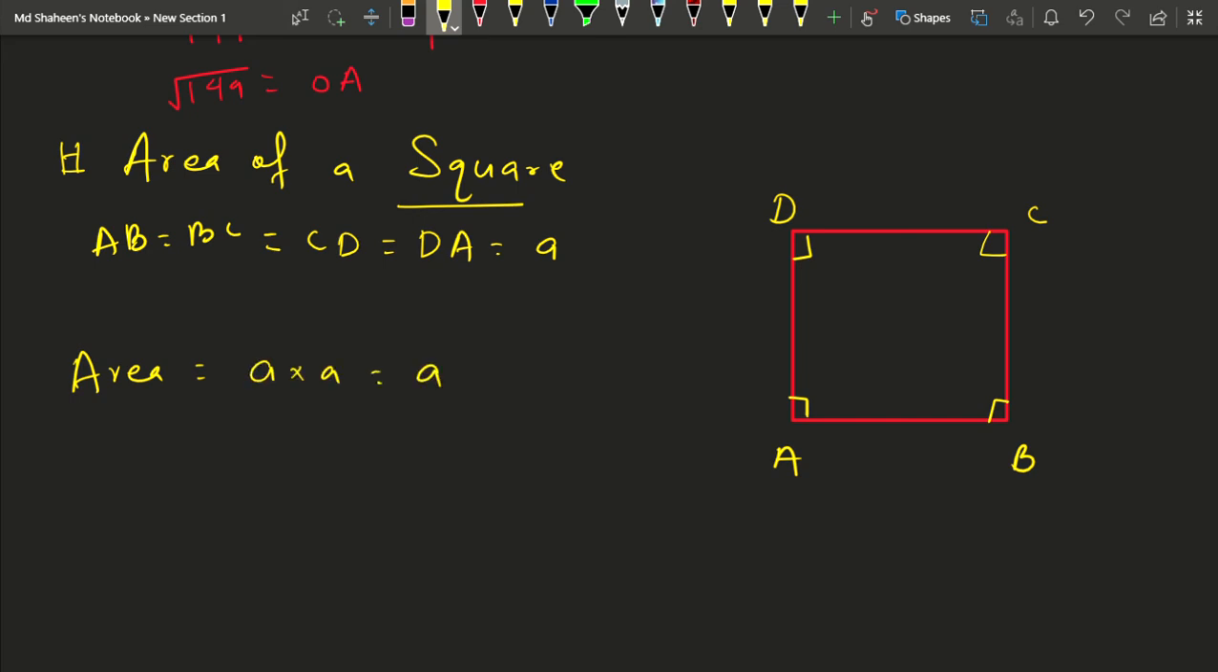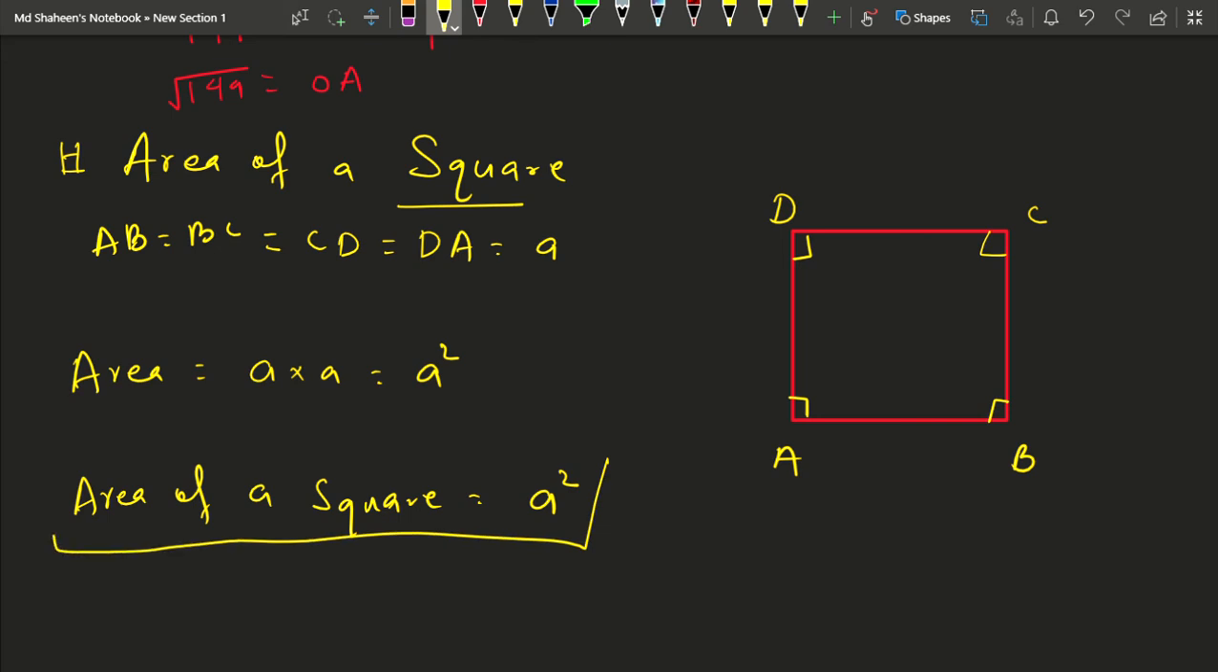So area of a square is equal to a square. And what is a? It is the length of the side of the square. Since we know all sides are the same, we only need to know the length of a side. We can find the area using only the length of the side.